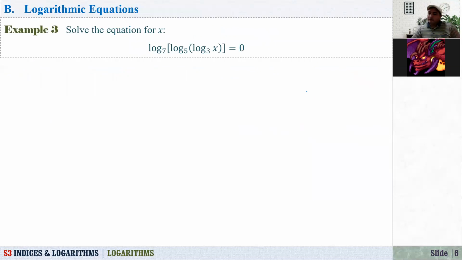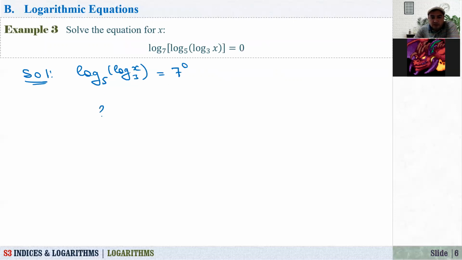All right. How about solving logarithmic equations? To solve logarithmic equations, again we need to change them into exponential form. After that, using the properties of exponents, we can solve the equation. So starting from here, we have 3 logarithms. Logarithm of something to the base 7 is equal to 0. So that means logarithm of, here we have 5, and logarithm of x to the base 3 should be equal to 7 to the power 0, which is 1.